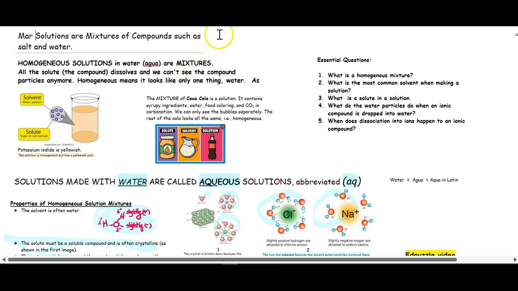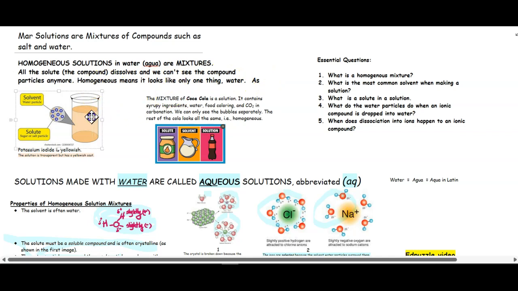Solutions are mixtures of compounds such as salt, NaCl, and water, H2O. Both are made of two or more atoms. Homogeneous solutions in water are mixtures. All the solute, whatever the compound is we're using, dissolves, like salt, and we can't see the compound particles anymore after we stir it up. And the other common one, of course, is sugar. Homogeneous means it looks like only one thing, and that's water.